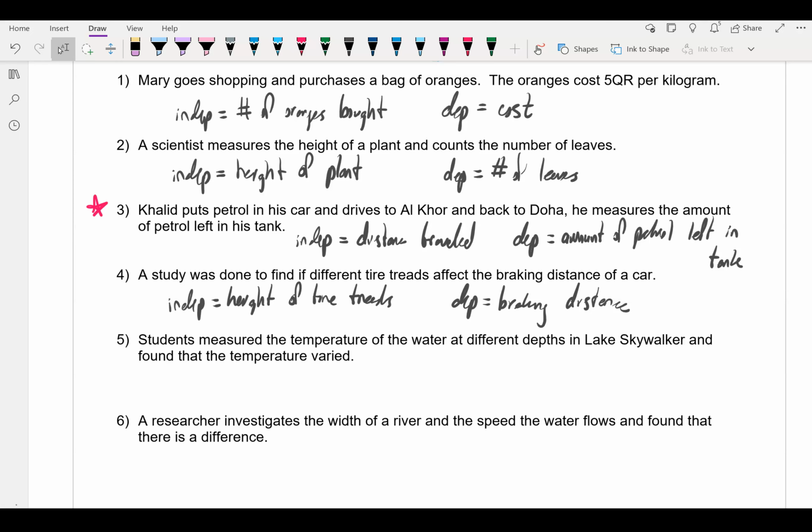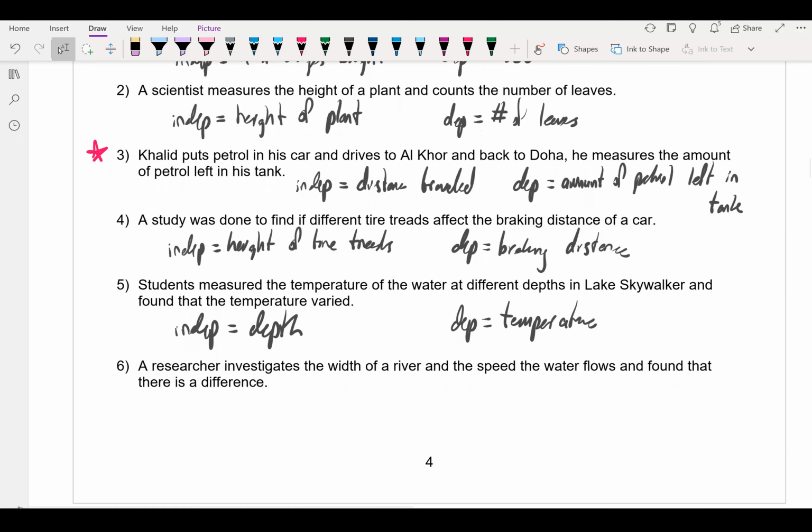In number 5, students measured the temperature of the water at different depths in Lake Skywalker and found that the temperature varied. So the temperature is definitely dependent. The dependent here is the temperature, because that temperature depends on the depth. The lower in the water you go, the colder it's going to get. We're not going to get into whether it's positive or negative, though, not right now.